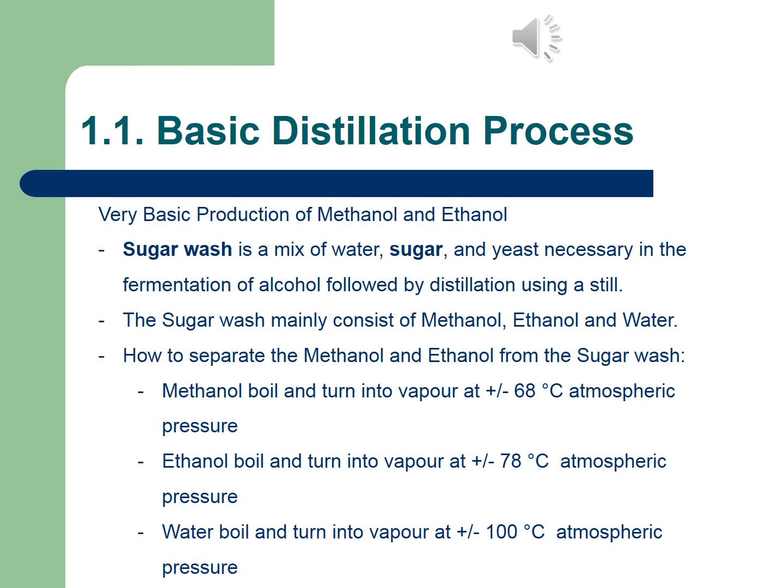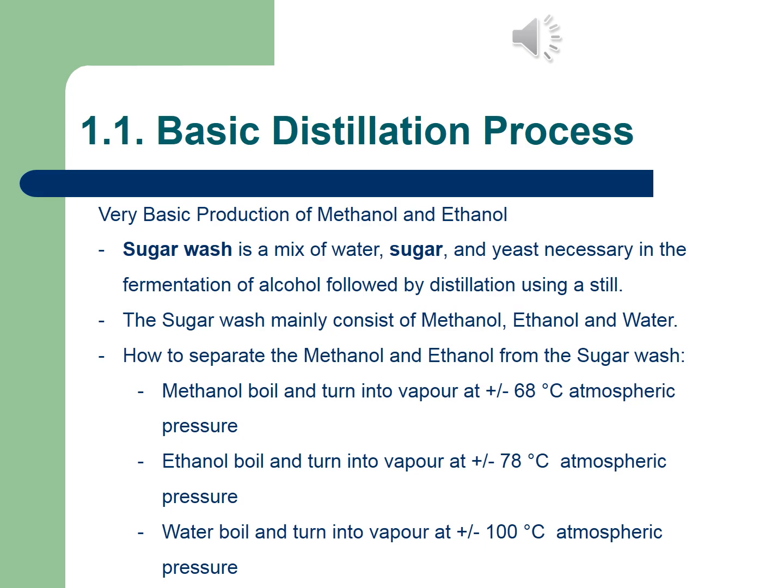Okay, let's use the following example for a basic distillation process. So a very basic production of methanol and ethanol. Okay. First, what we'll need is a sugar wash. So a sugar wash is a mixture of water, sugar and yeast necessary in the fermentation of alcohol followed by distillation using a still. So we're just going to look at, again, as I said, the basic system. How can we actually then separate after we made the sugar wash? How can we get the ethanol and the methanol out of this mixture?